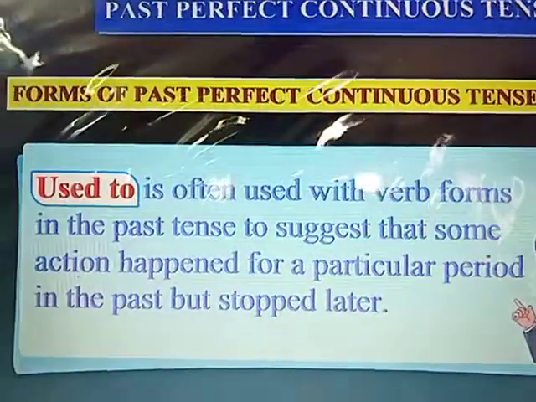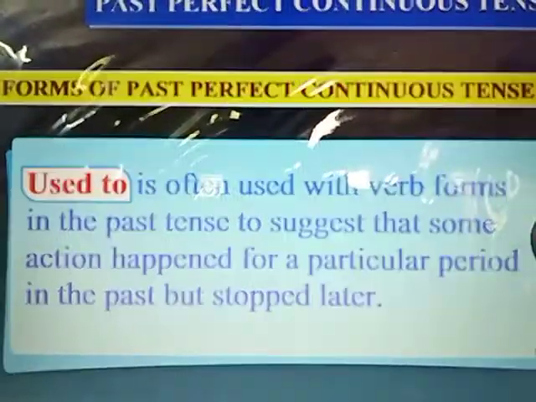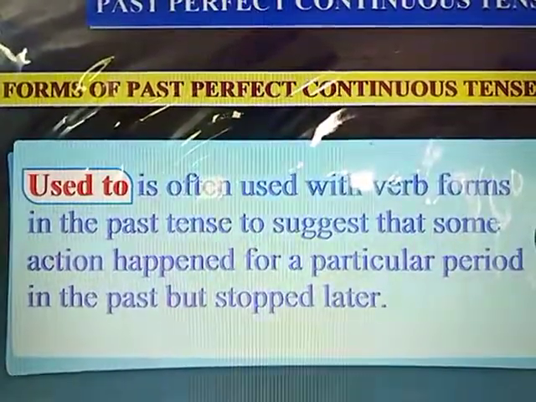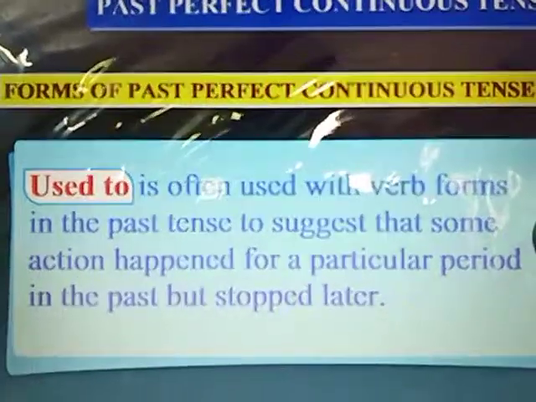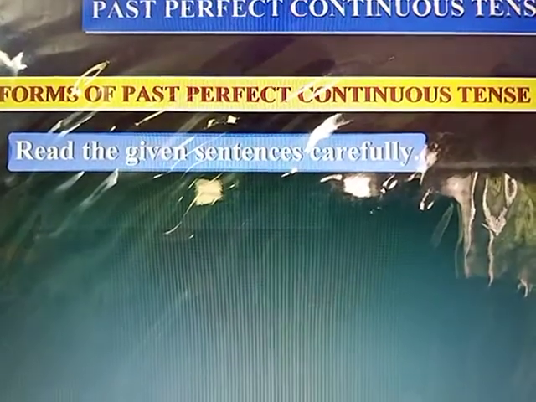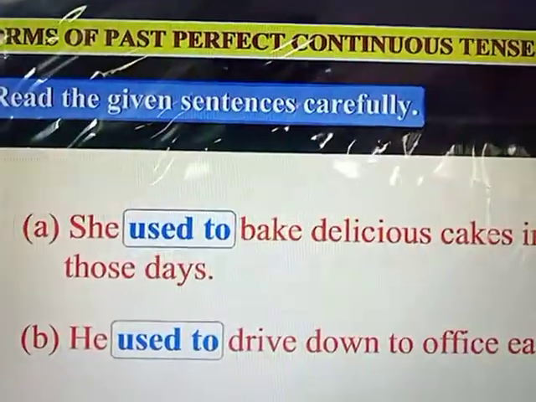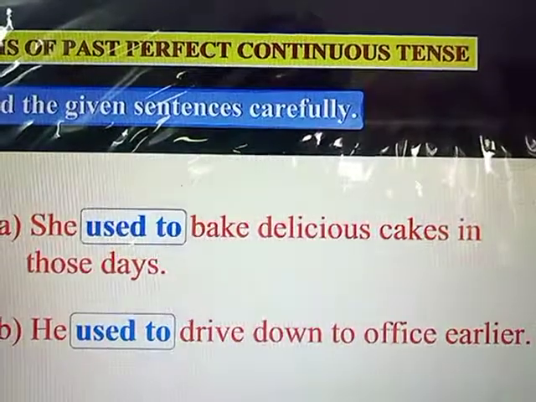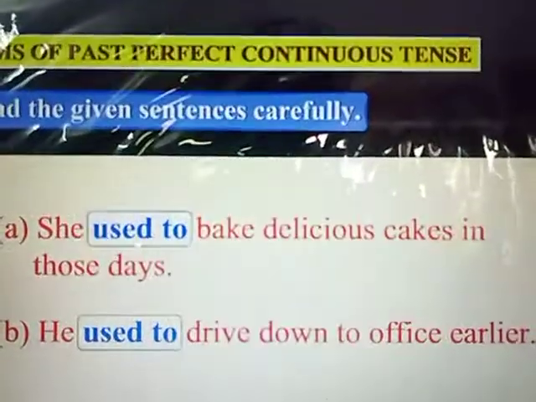Used to is often used with verb forms in the past tense to suggest that some action happened for a particular period in the past but stopped later. Read the given sentences carefully. She used to bake delicious cakes in those days. He used to drive down to office earlier.